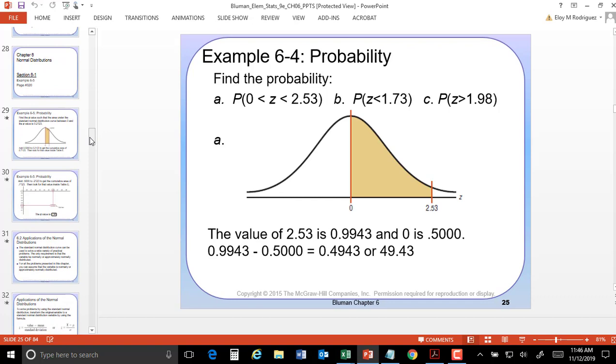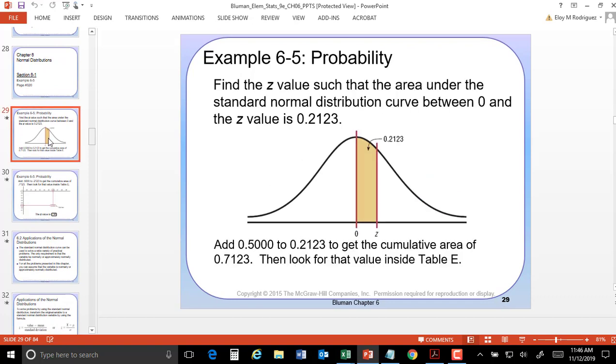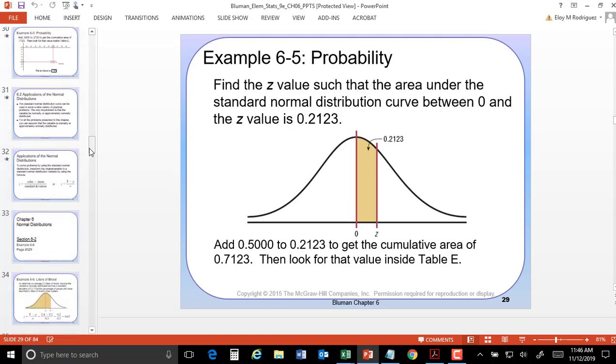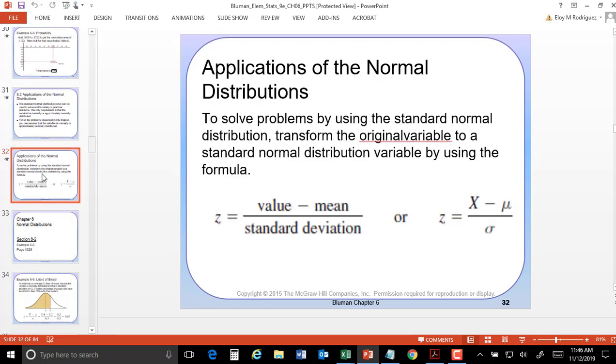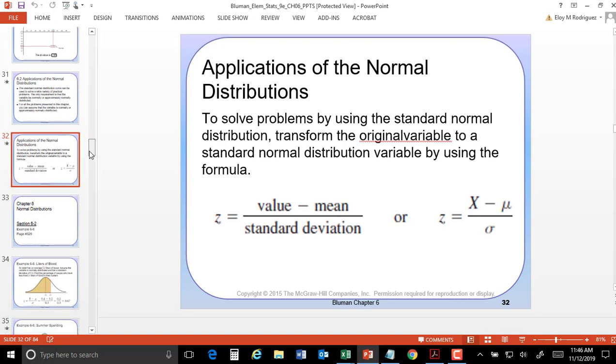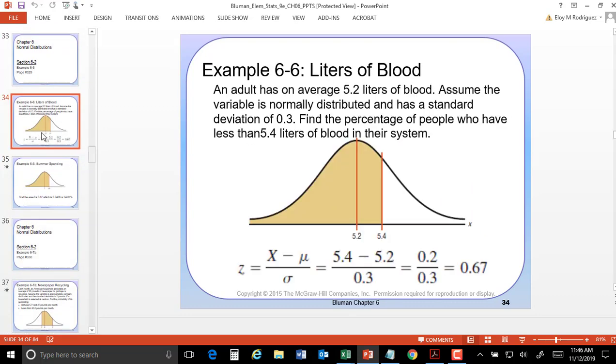It says, okay, here we have, it's already been standardized, so let's go on now to application of normal distribution. It's the value minus the mean divided by the standard deviation. Okay, now, there it is. Now, look at the average. What is it? Can you see it? What number? This is 5.2. You got good eyesight. But that's our average.